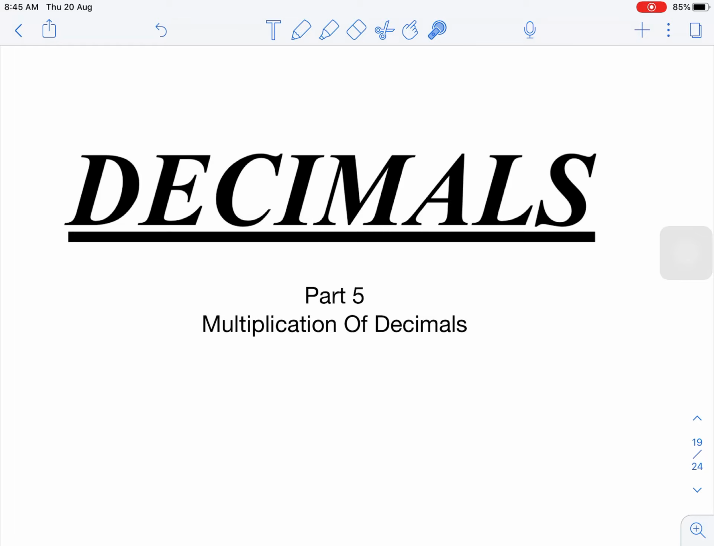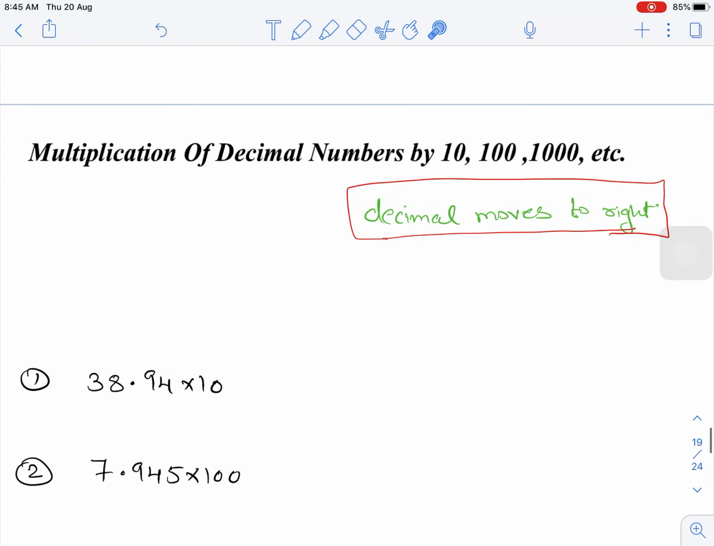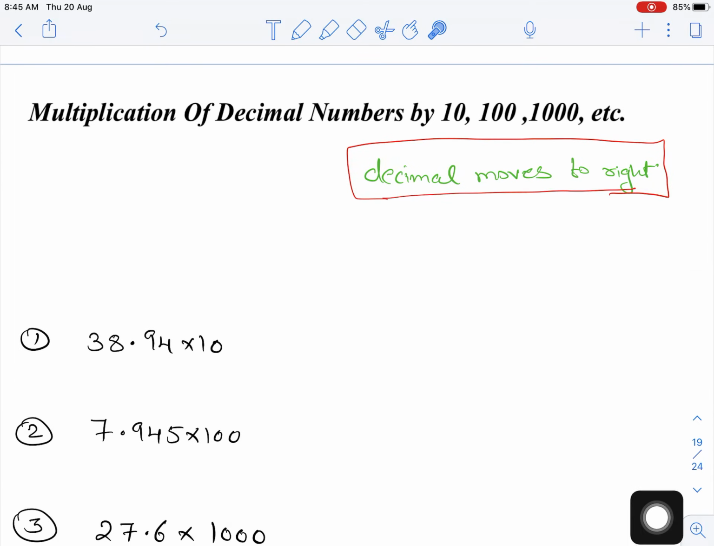So hello students, today we are going to learn chapter number 3 of class 7, that is decimals. In the previous period we have learned about multiplication of decimals. Today in part 5 again we are going to solve some more examples on multiplication of decimals. So let us start.